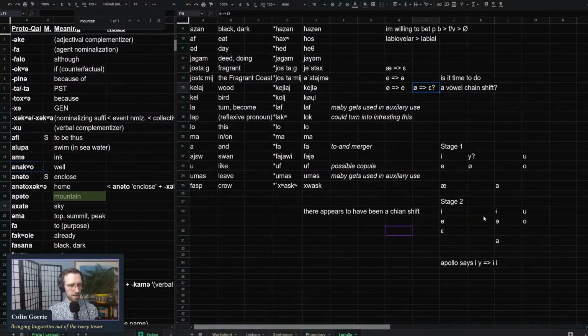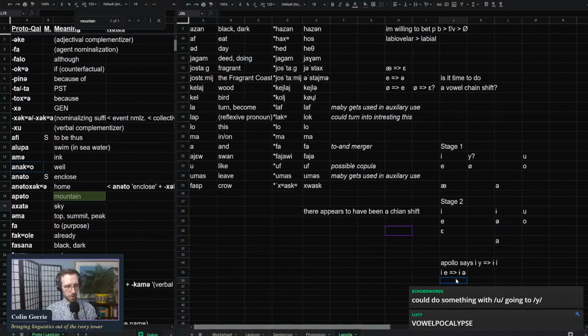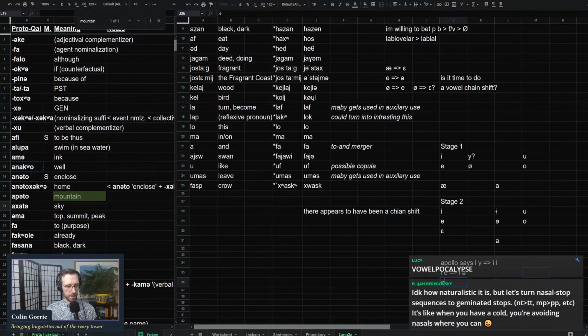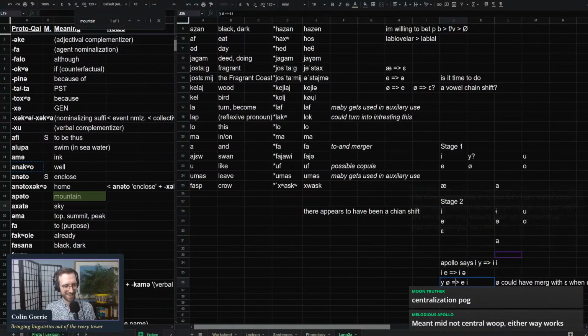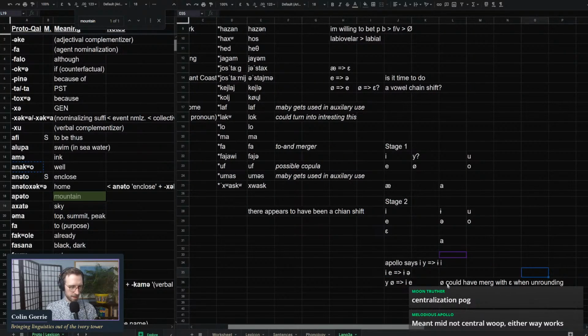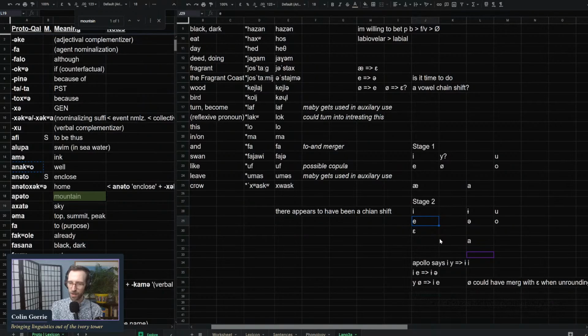So in stage 2, E, A go to centralize. Ö, E go to A, E. Let's write them in the same order, shall we? Ö could merge with E without one unrounding. It could, but then we'd not have an A, and Ö is already at the same height as A. So I think I would keep those together.